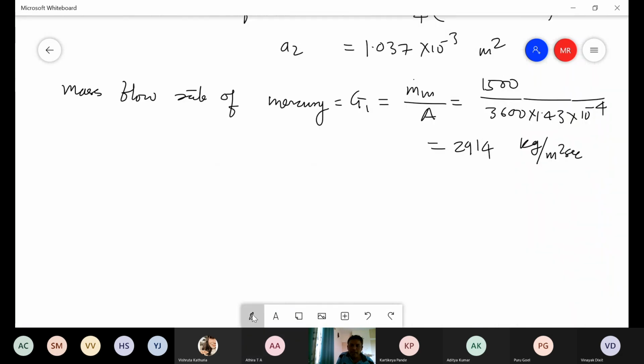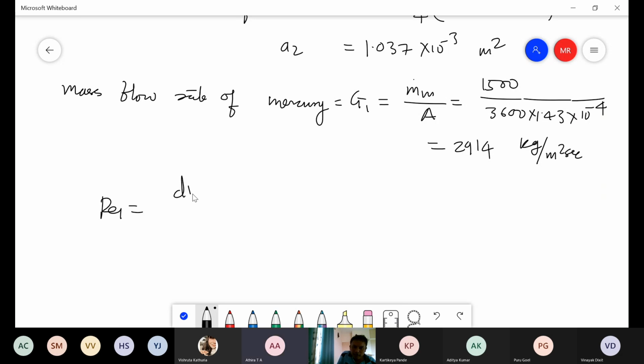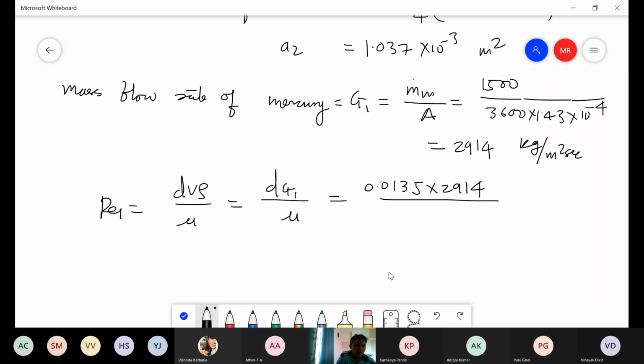Now based on this we can calculate the Reynolds number. Reynolds number Re1 is dVρ/μ, isn't it? So V is 1, so we can write it as dG1 by μ. We can put all the values here. So diameter is already given, so that is 0.0135 into G1, which is 2914, divided by μ.